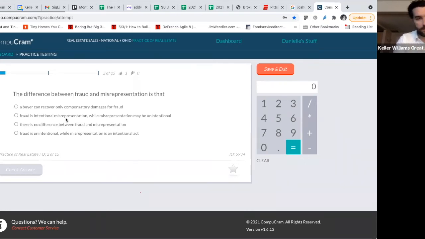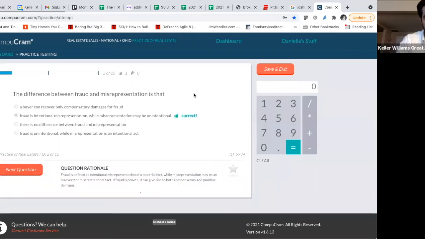All right, you guys feel like this is B, and it is B. Fraud is intentional misrepresentation of a material fact, and misrepresentation is going to be inadvertent misstatement of a fact.